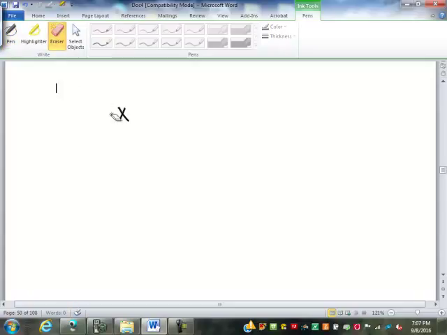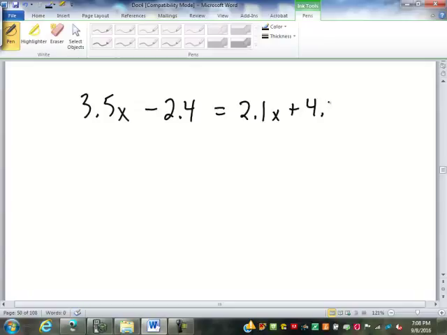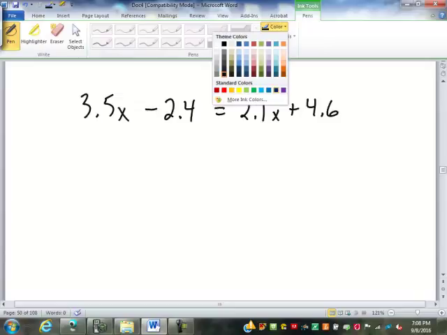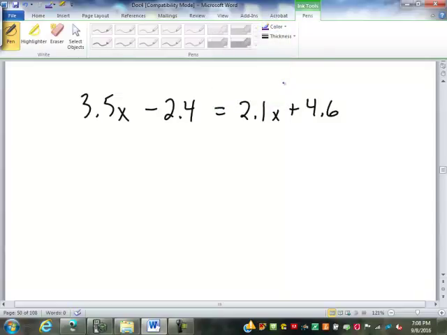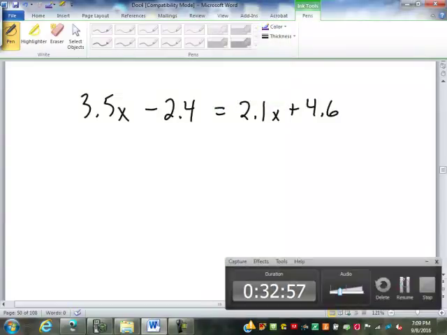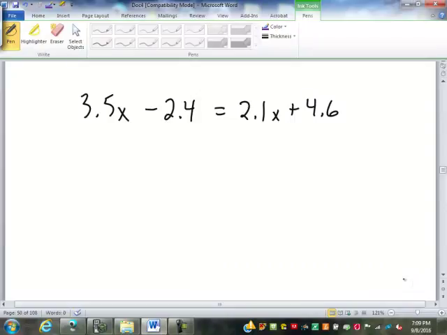Actually, let's do 3.5x minus 2.4 equals 2.1x plus 4.6. Try that one in your notes, see what you come up with, and then we'll go over it in a second. Now, a few of you still aren't finished, but let's go ahead and take a look.